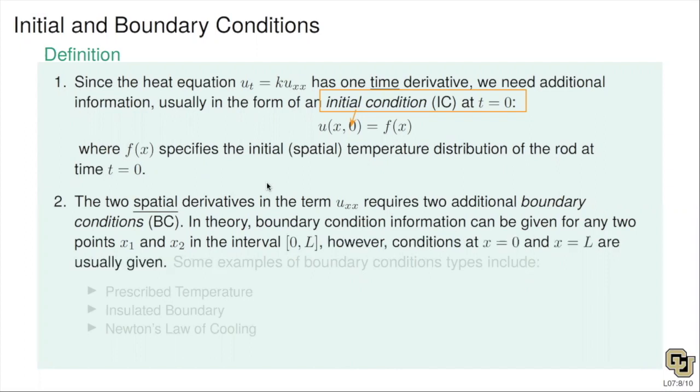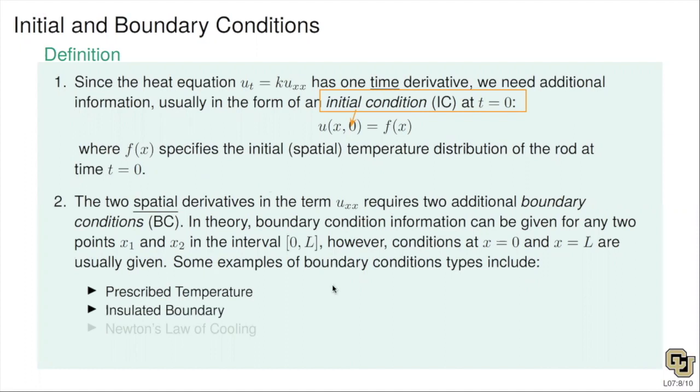Traditionally, it's given at the ends, the left end and the right end. That's what they're called boundary conditions. And we can have different types of boundary conditions. You could have prescribed temperature, which is where you say, oh, the temperature on the left side is always 0 degrees and the temperature on the right side is always 10 degrees.